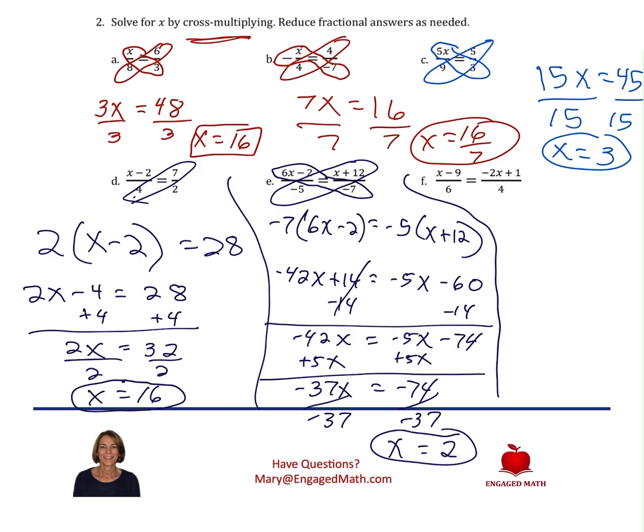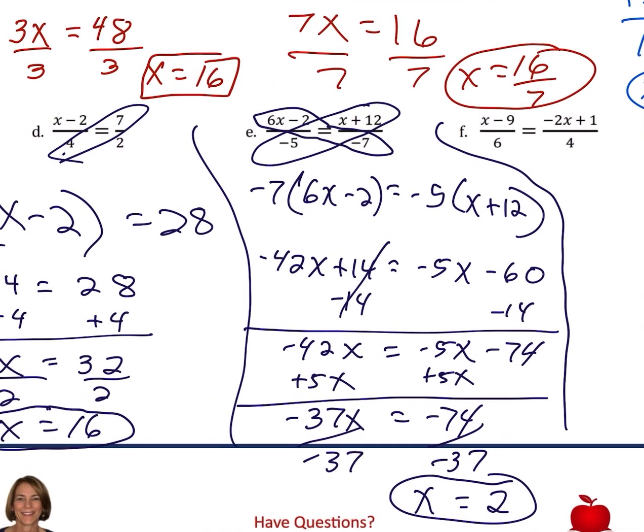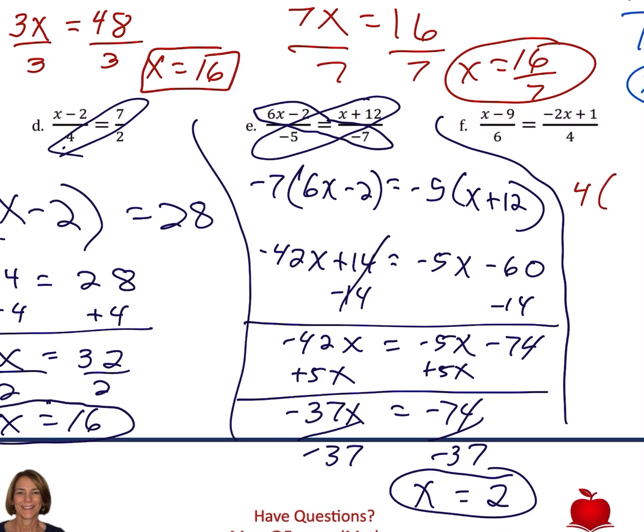Okay, let's make some space for this last one here. I'm going to go back to red so you can see the difference, and I'm just going to zoom in a little bit. And what we have is 4 times x minus 9. I'm not going to draw the butterfly this time, thinking you're seeing how the numerator and denominator of each fraction gets multiplied together. So 4 times the quantity x minus 9 equals 6 times the quantity negative 2x plus 1. All right, so now we have 4x minus 36 equals negative 12x plus 6.